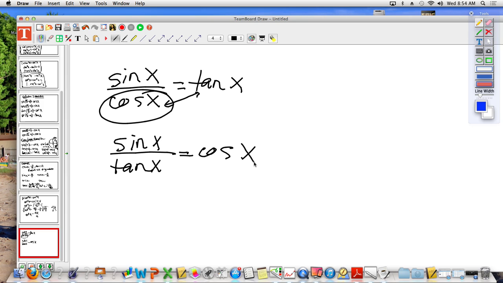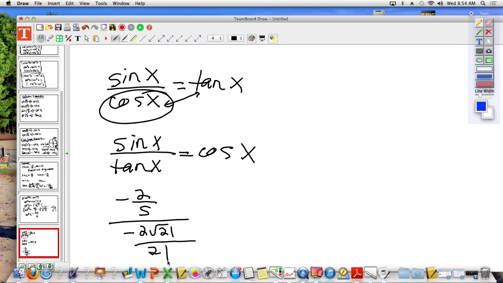So help me out because I don't have it in front of me right now. What was your sine value? Negative 2 over 5. Okay, so the sine value is negative 2 over 5. What would we end up with for the tangent? Negative 2 square roots of 21 over 21. All right.